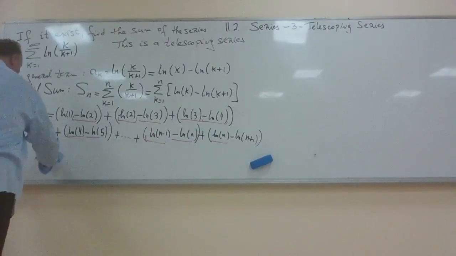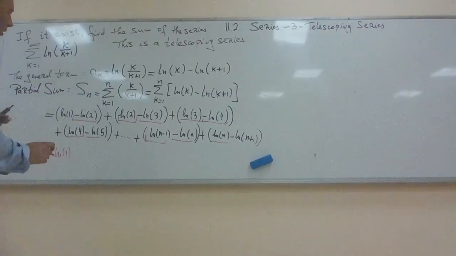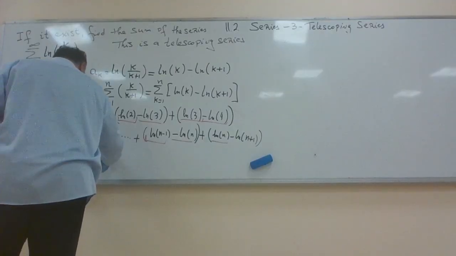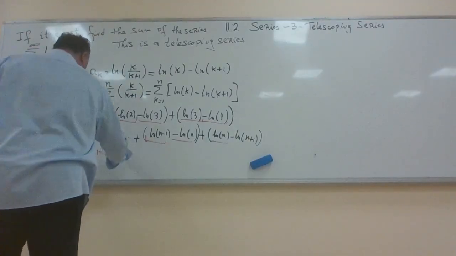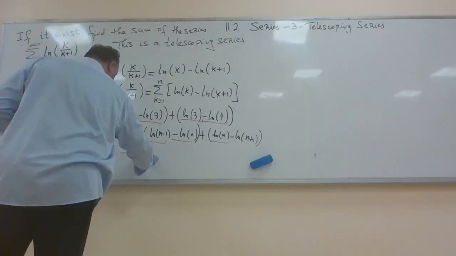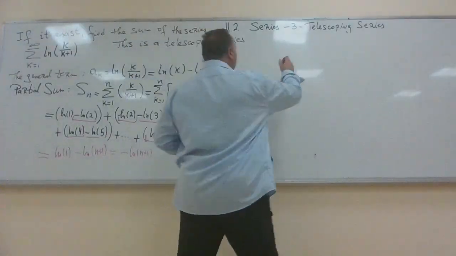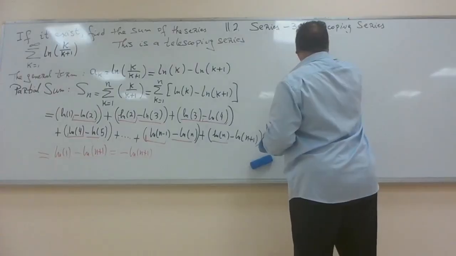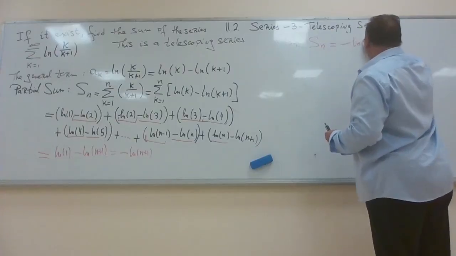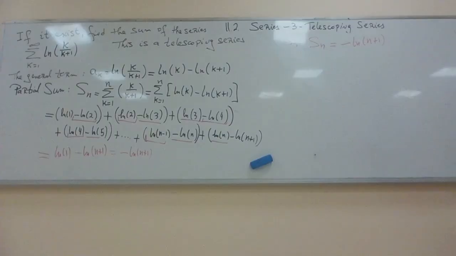So this means that the survivors are ln1, which is 0, fine, and then the last survivor is negative ln(n plus 1). So ln of 1 is 0, so I have negative ln(n plus 1). This means that the partial sum Sn is actually equal to negative ln(n plus 1). Okay, so let's see what happens here.